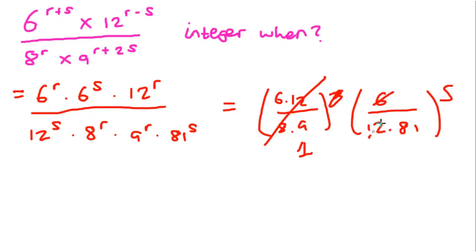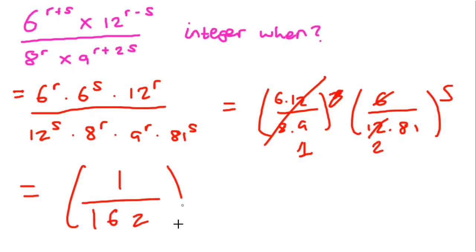The 6 cancels out with the 12 to give us 2 here. So this is 1 over 162 to the S. And this is only ever an integer when S is less than or equal to 0. That is what we require for S if we want this to be an integer.